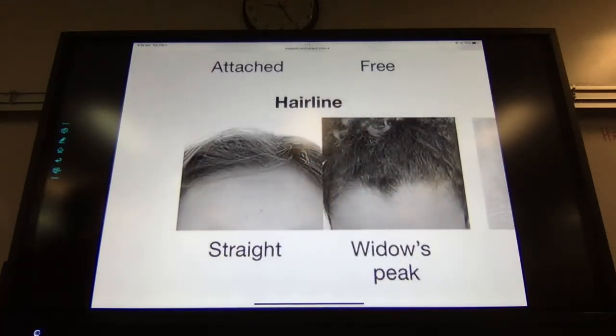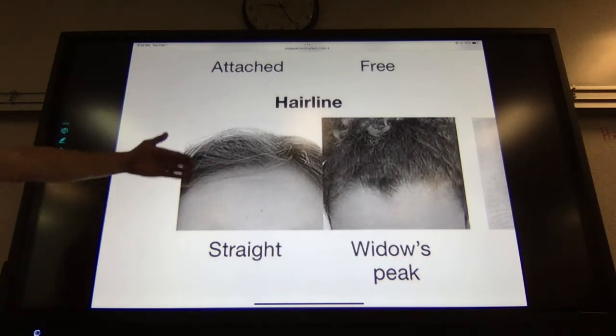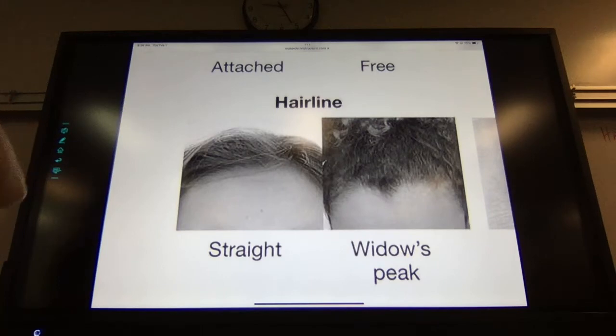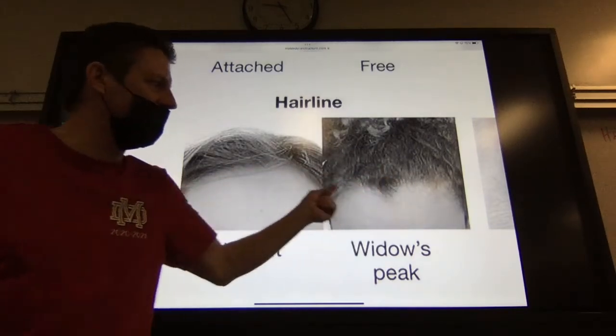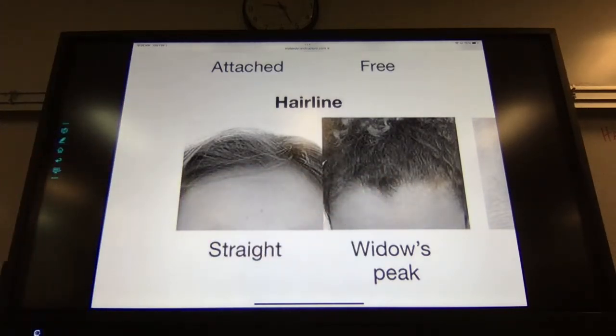And then last, if your hairline, pulling back your hair maybe up by your forehead, if it's straight, there you go, you have a straight hairline. If it dips down a little bit in the middle like that, that is called a widow's peak. And so it's pretty easy to spot that.